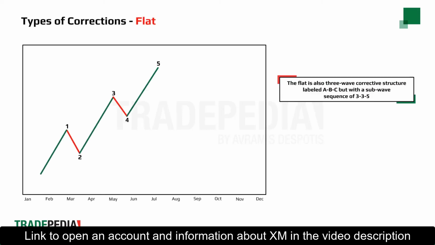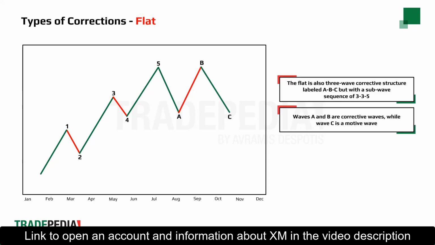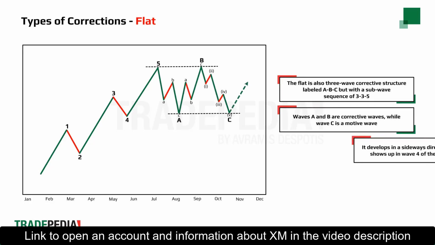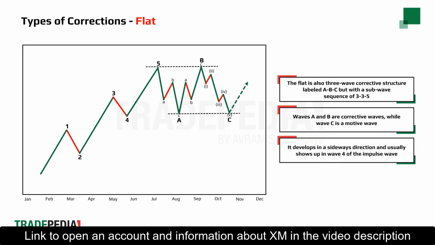The flat is another 3-wave corrective structure, also labeled ABC, but with a subwave sequence of 3-3-5. Waves A and B are corrective waves, while wave C is a motive wave. It is called a flat because it develops in a sideways direction and usually shows up in wave 4 of the impulse wave.